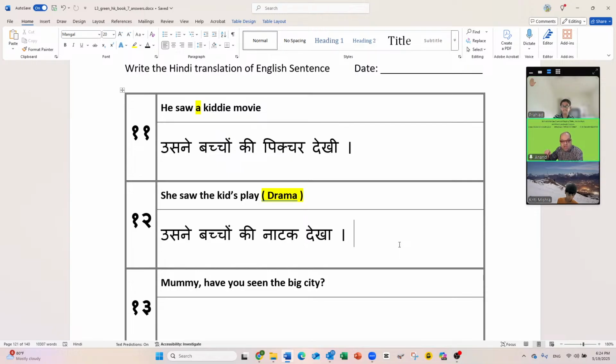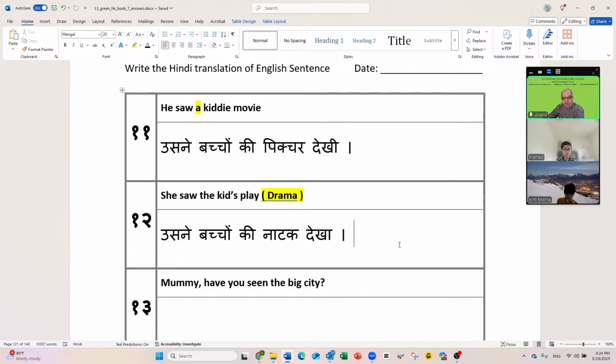Yeah, that's fine. So if you say she was watching the kids play, how would you say that in Hindi? उसने बच्चों को खेलते देखा. Very good. So that is, yeah, that's fine.